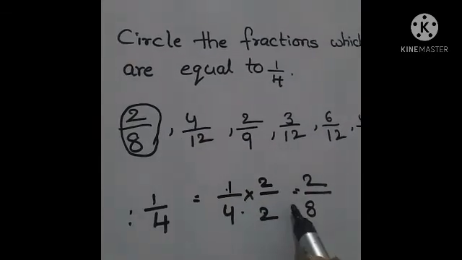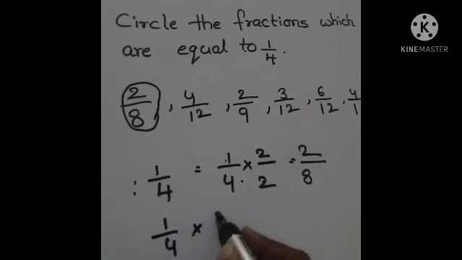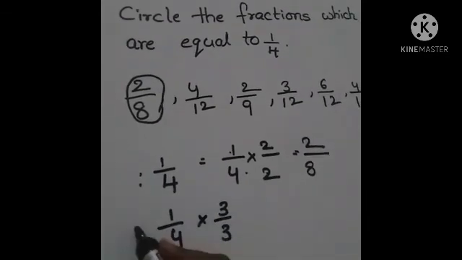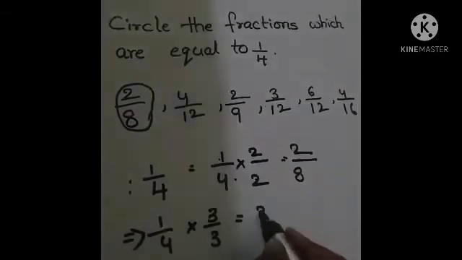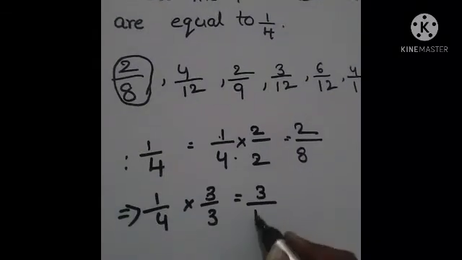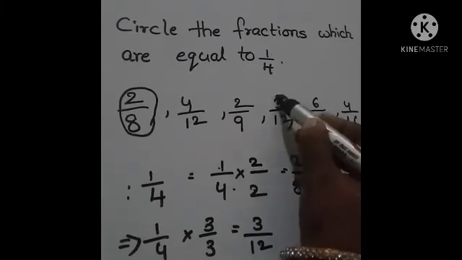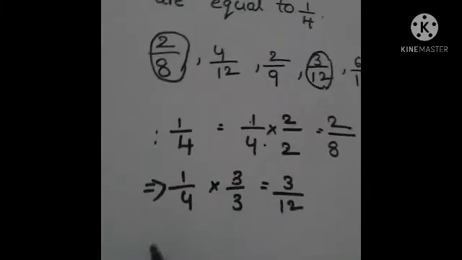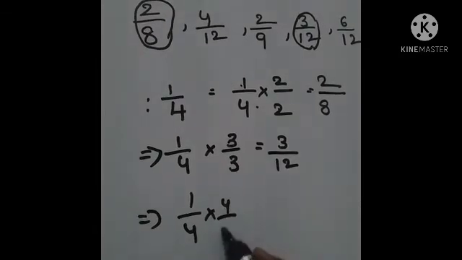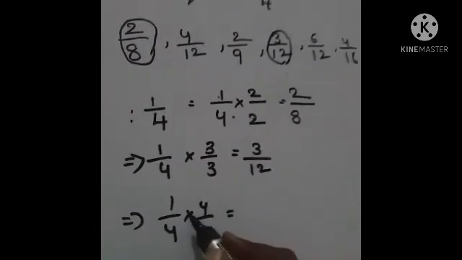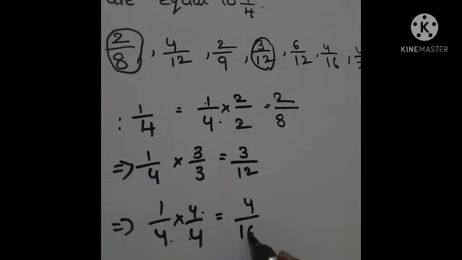Okay, circle this fraction. Next, 1 by 4 into 3 by 3. 1 3s are 3, 4 3s are 12. 3 by 12 is also a given fraction, so circle it. Next, 1 by 4 into 4 by 4. 4 1s are 4, 4 4s are 16.